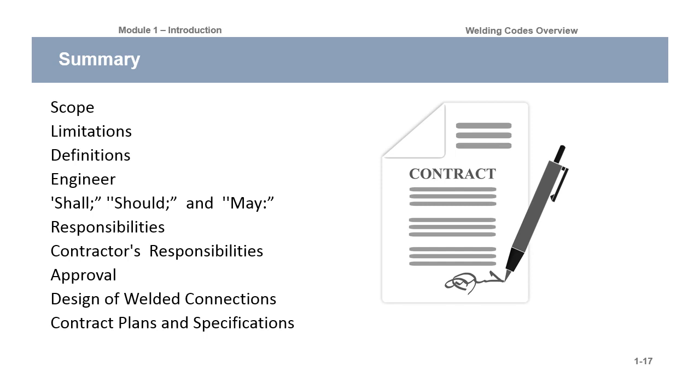The words shall, should, and may. We discussed shall. Shall means you are going to do it. There is no vote. There is no getting around it. Shall. You are going to do this. Unless the engineer says no, then you can get out of it. But if it's in there, you have to do it.